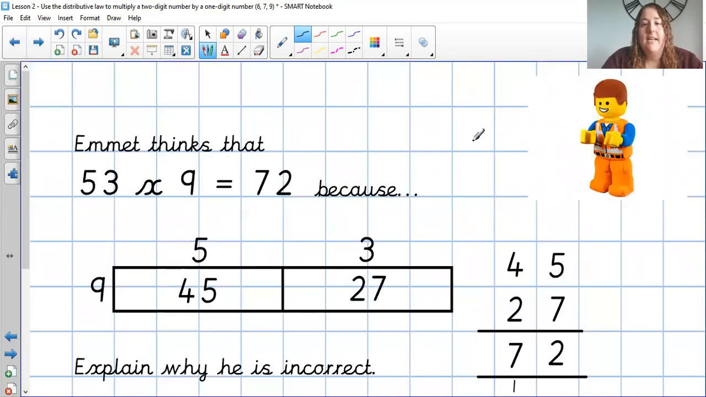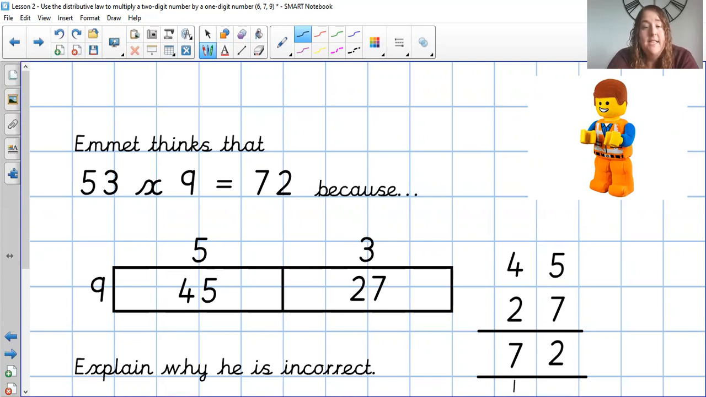Okay. Let's have a look at this one then. Blimey, what has Emmett done wrong? Emmett thinks that 53 times 9 is 72 because 53 times 9, okay, explain why he is incorrect. What has Emmett done wrong? Again, if you want to pause the video here and have a think about it, if not, just listen because I'm going to go through the answer.